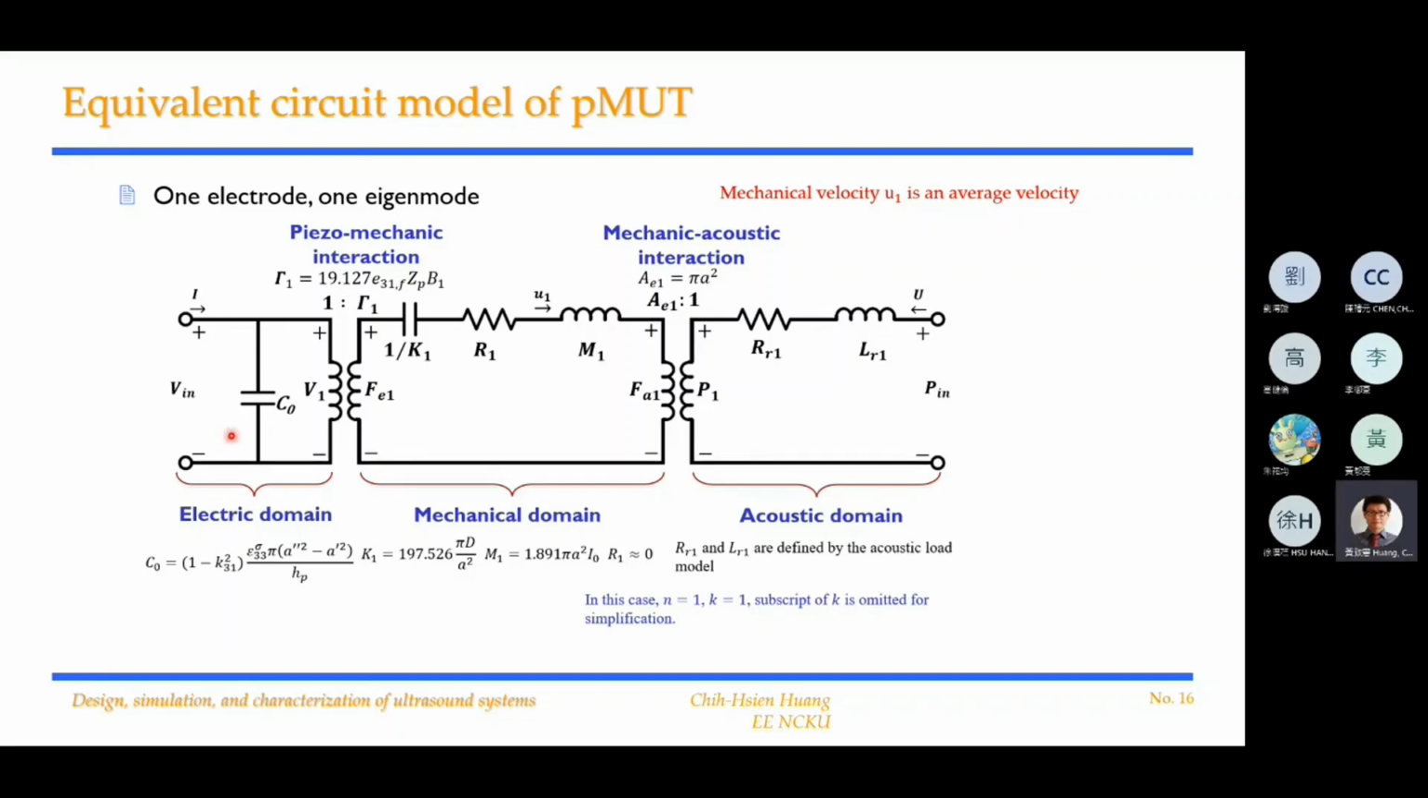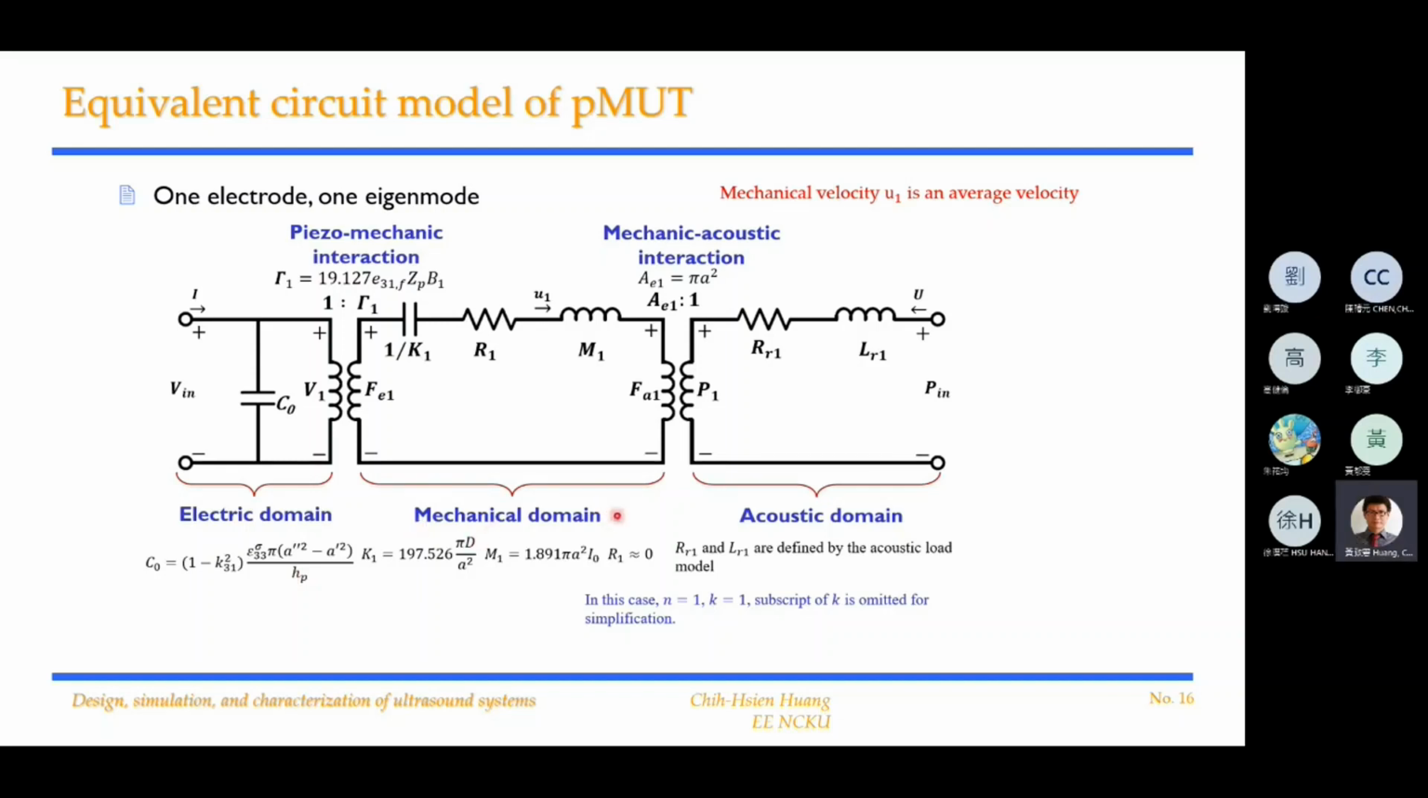But your V in here is directly reflected to this one, right? Here you don't have any impedance, so you can just assume V in times gamma 1 goes to mechanical. Typically for C0, you probably don't have to calculate it.